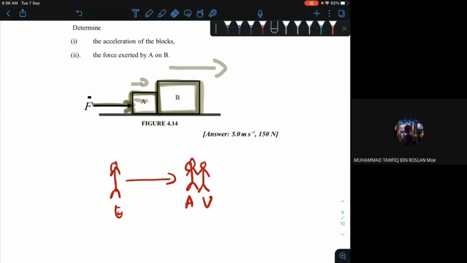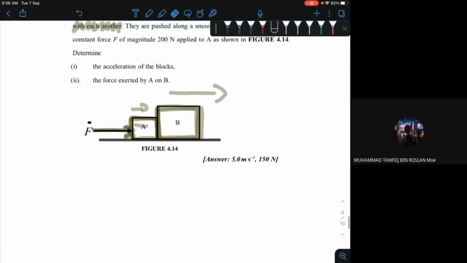Okay. So dua-dua ini akan bergerak sekali. Motion of one object leads to motion of another object. Sebab force ini is only applied on A sahaja. Dia tak apply on B. Tapi bila ditolak, A ini bergerak, A ini bersentuhan dengan B, menyebabkan B tertolak juga. Okay. So they are in one system, they are going to have the same acceleration.